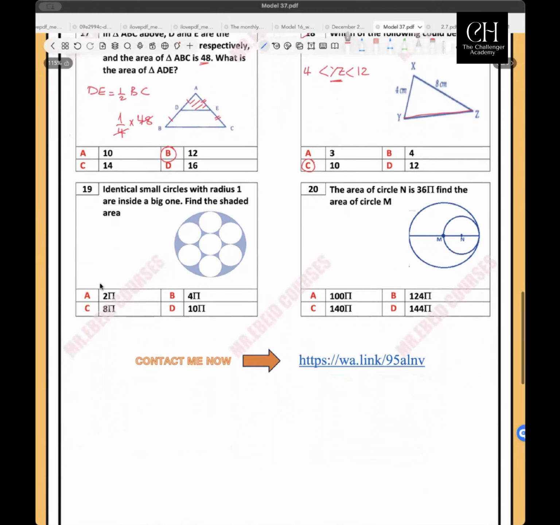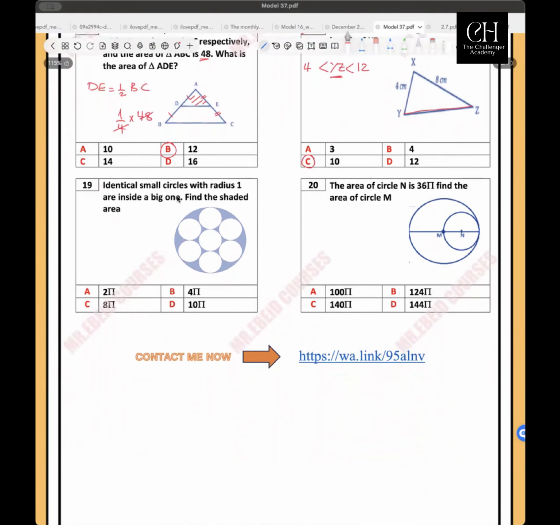For question 19, identical small circles with the radius 1 are inside a big one. Find the shaded area. To find the shaded area, you will find the area of the biggest circle minus the area of the small circles. How can we find the area of the biggest circle? We have the radius of one circle equals 1, so this length is 1. It means the length of all of this diameter is 2.